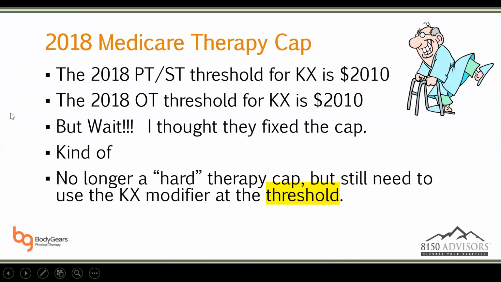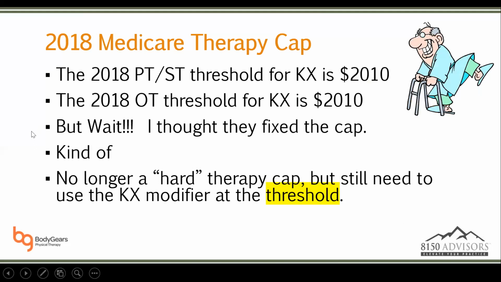For the 2018 Medicare therapy cap, you've probably heard that on February the 9th, as part of the Budget Act, the therapy cap was removed, but we still have a threshold. And so we don't have a hard therapy cap anymore. But basically, Congress passed the law that said you still, as a therapist, need to put the KX on the claim at the threshold that's been defined. So for this year, that's $2,010 for PT and speech combined, and OT has a separate threshold of $2,010.